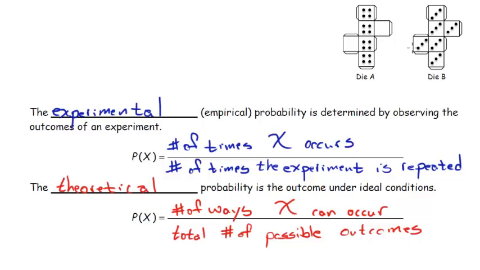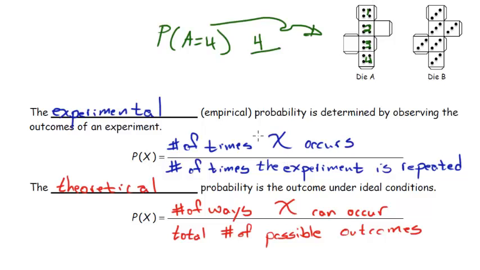So in the case where, for example, let's look over here, if we want to know the probability that A equals 4, right? Well, the number of ways X can occur, well, how many ways can I get a 4? Well, there's 1, 2, 3, 4 over the total number of outcomes. Well, how many outcomes are there? Well, there's 1, 2, 3, 4, 5, 6. So there is 4 out of 6 would be my theoretical probability.